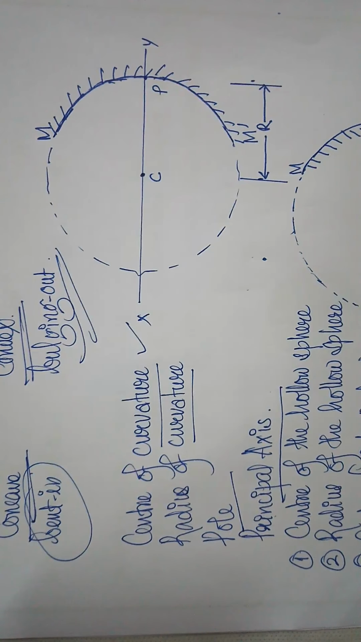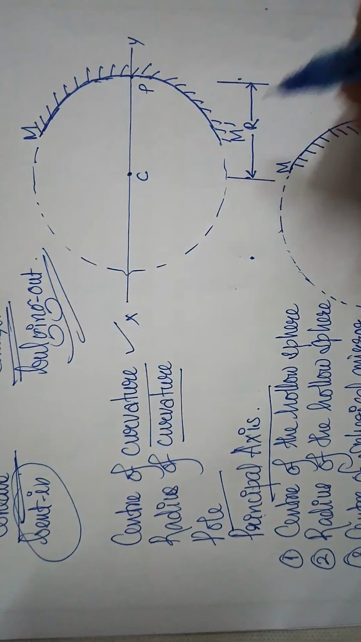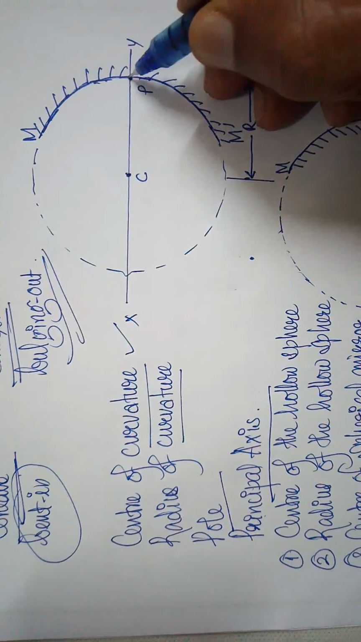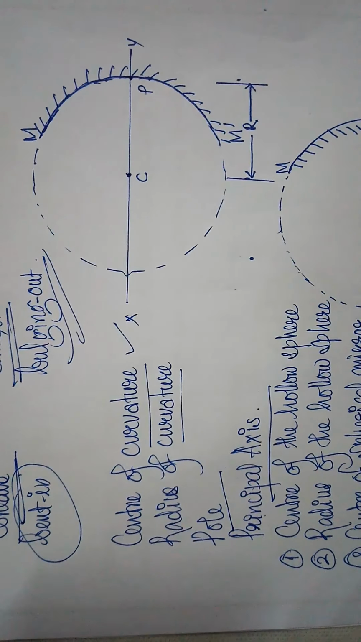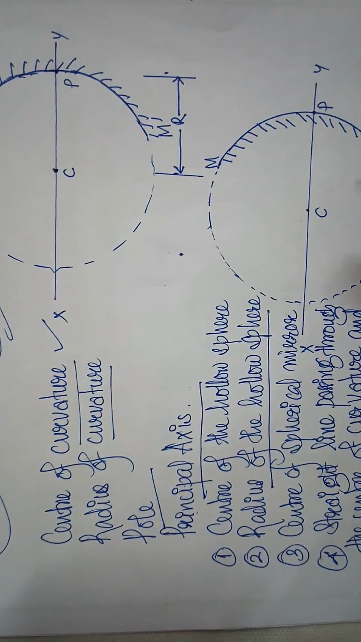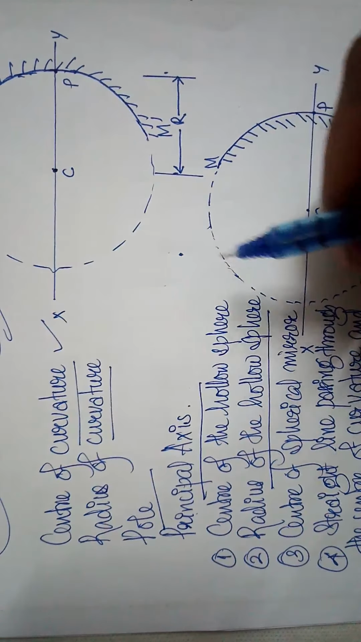The radius of curvature is the radius of the hollow sphere. The distance between these two, the C and this point on the mirror, is known as the radius of curvature, or we can say the radius of the hollow sphere.